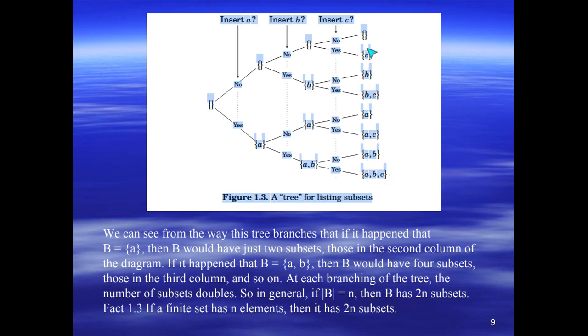How many are they? 8. What was our number? The number of elements of S? It's 3. What is 8? 2 to the power 3. Because at each node, I multiply by 2. 2 times 2 times 2 is 2 to the power 3. So you see, it's obvious. It is not so difficult.